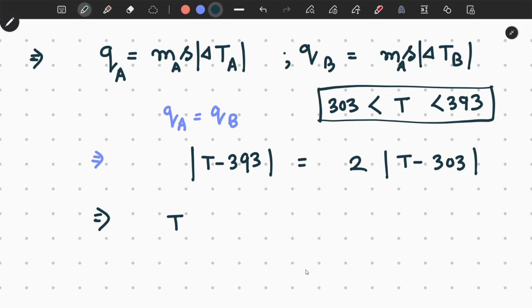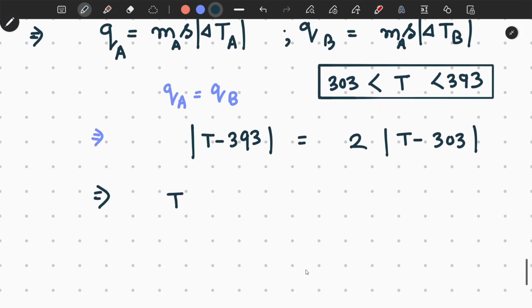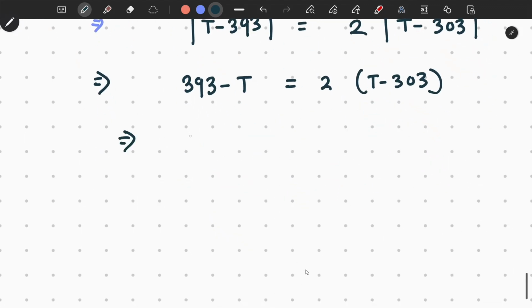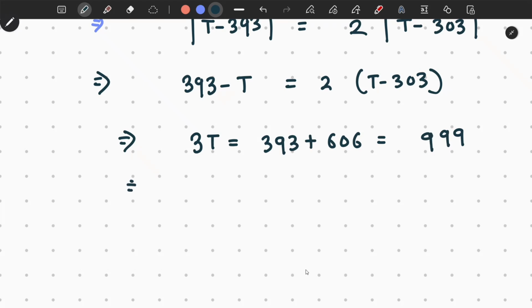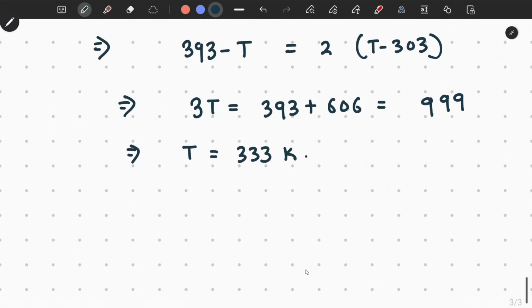Yes. So what we can write is 393 minus T, and on the other side, T minus 303. So 3T equals 393 plus 606, which is 999. So T is eventually 333 Kelvin. So we have obtained T. Now we can easily calculate the Q. You can take QA or QB, anything, it will be the same.